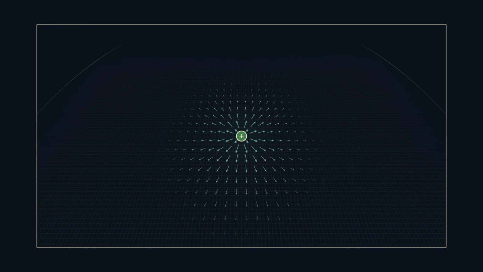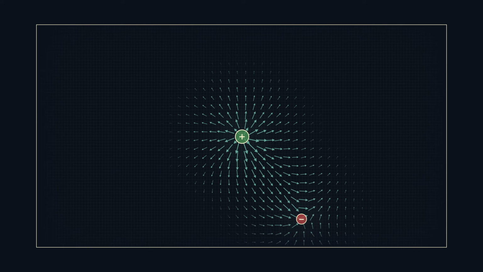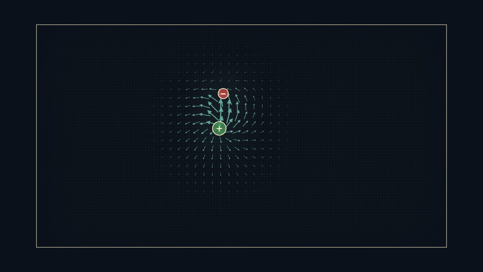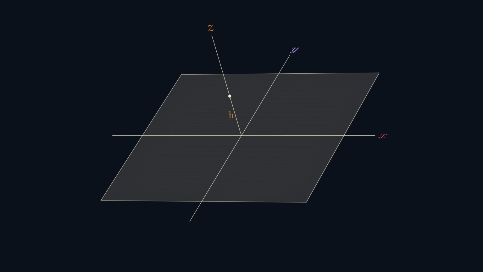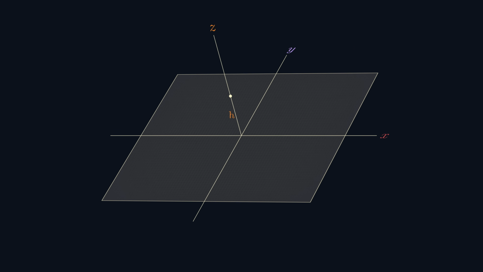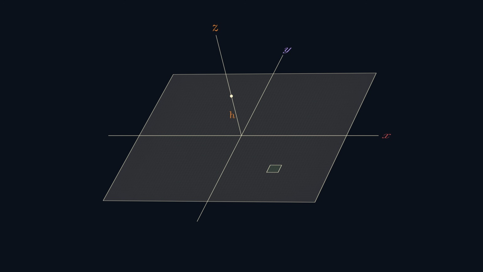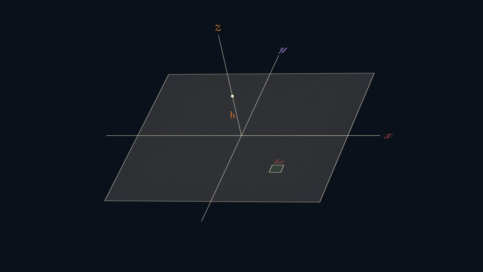The next thing to know is that similar to how forces add together to give a resultant force, multiple electric fields can superpose on top of each other. And this is exactly how we can deal with the charged plate. The most obvious infinitesimal to consider is a small rectangle of side lengths delta x and delta y.